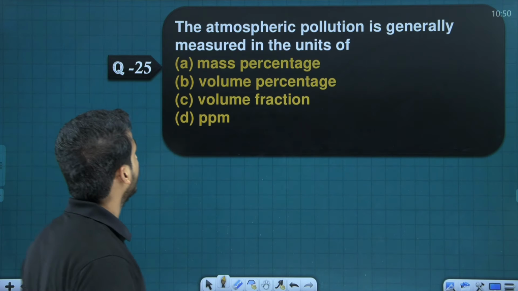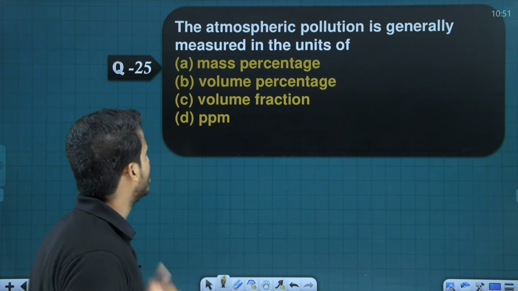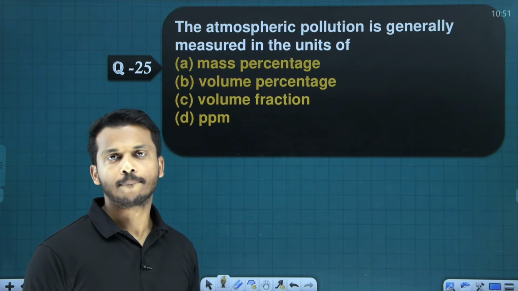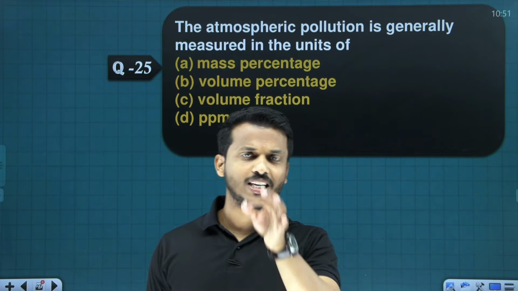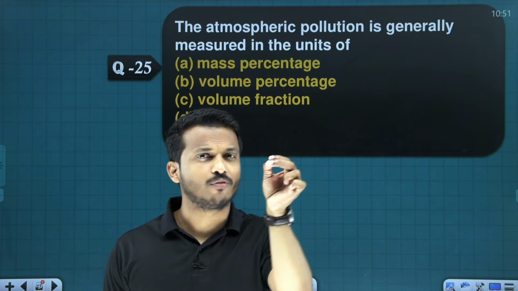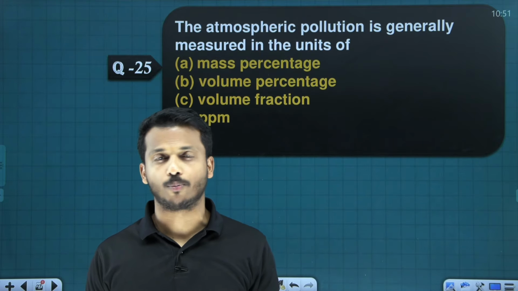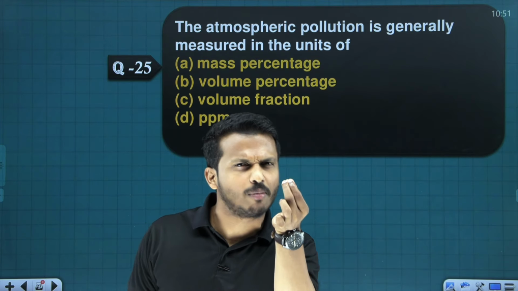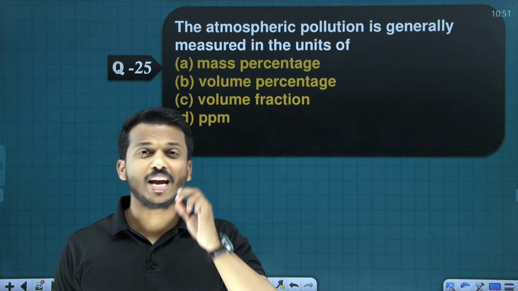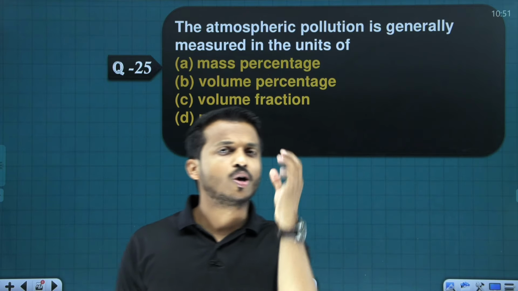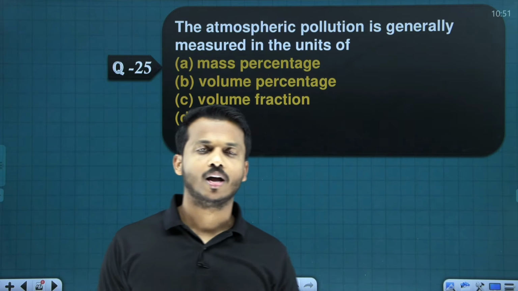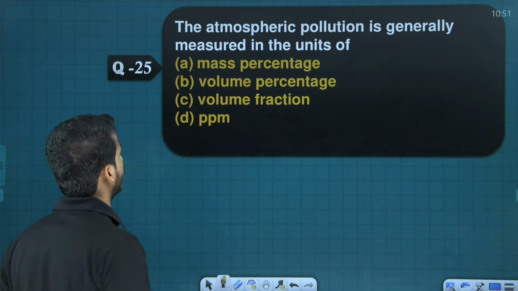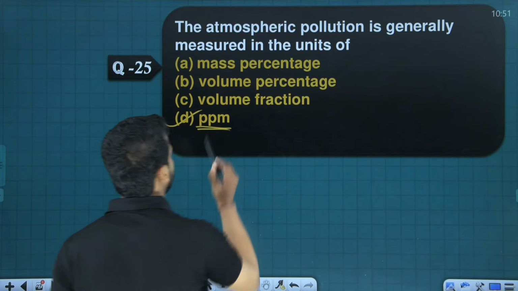And atmospheric pollution is generally measured in which unit? Atmospheric pollution, the polluted gases will be there in very minute quantity. For a particular gas or pollutant, when you consider it, it will be a very minute quantity. If the concentration is very low, the method used to express the concentration is parts per million.